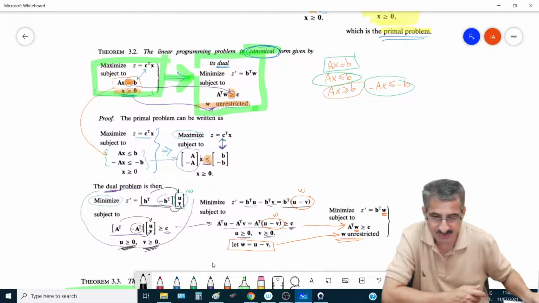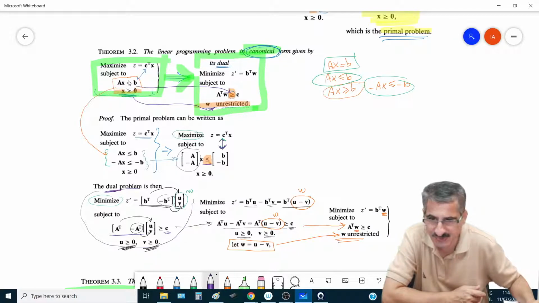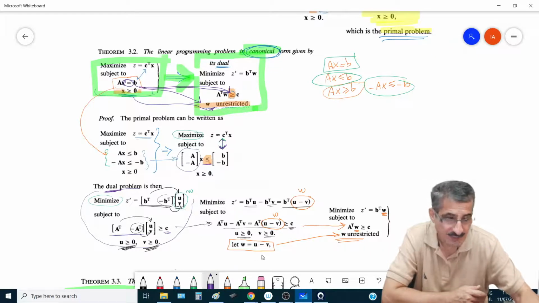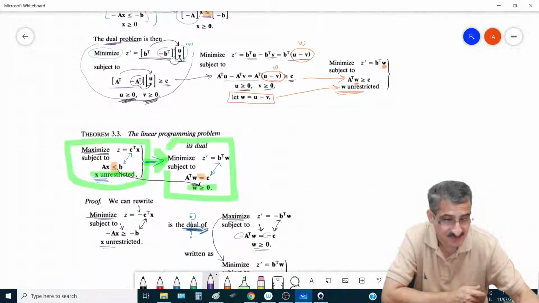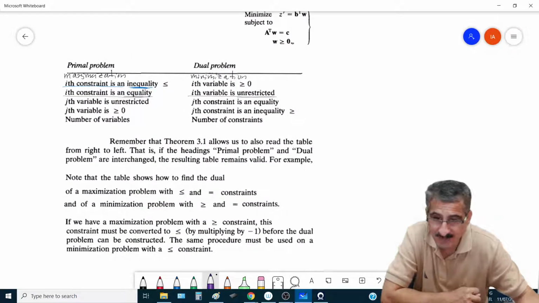The ith constraint is an inequality, and therefore the ith variable is unrestricted, can be positive, can be negative. Okay.